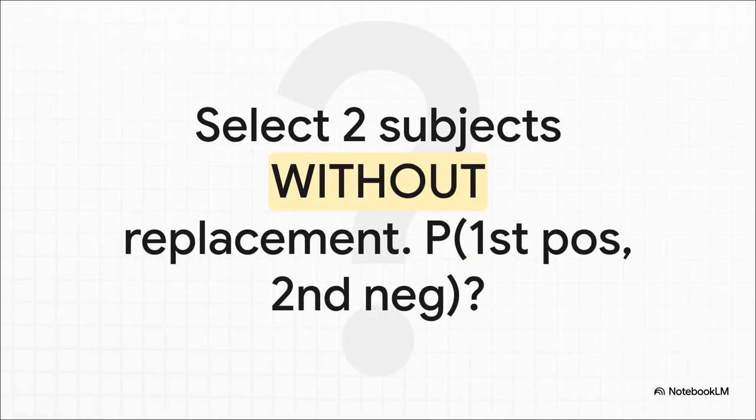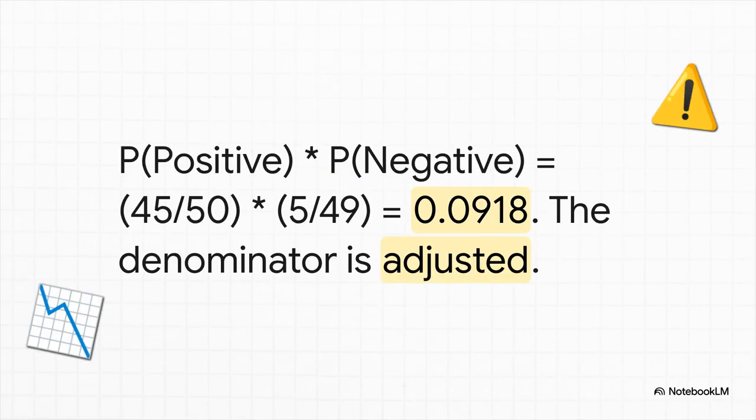Okay, that was with replacement. But what if we change one little thing? What if we don't put that first person back? Now the events are dependent. And this is where it gets interesting. Look closely at that second number. The first part's the same, 45 out of 50. But because we didn't replace that person, there are now only 49 people left in the pool. So the probability for the second event changes. It's now 5 out of 49. It's a small change in the numbers, but it definitely impacts the final answer.